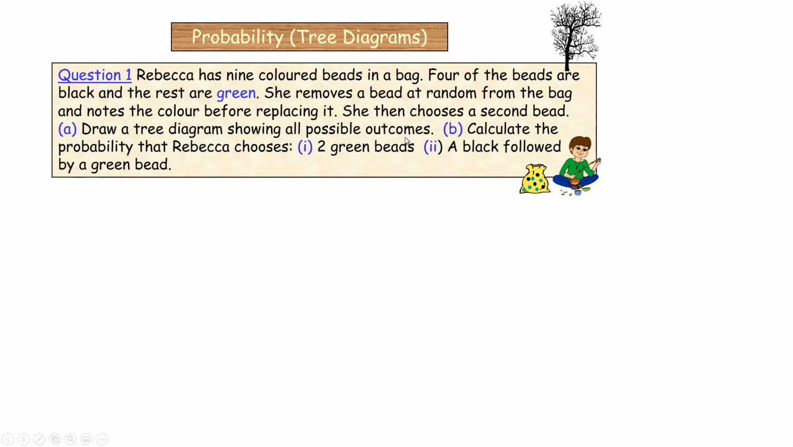So there are 3 questions. Draw a tree diagram showing all the possible outcomes. Then calculate the probability that she chooses 2 green beads. And then calculate the probability she chooses a black followed by a green bead. What I want you to do now is to sketch the tree diagram and have a go, and we're going to go over the 2 questions. So hit pause, have a go at sketching the tree diagram, very similar to the one we just did. Once you're done, hit play again and we'll go through it.